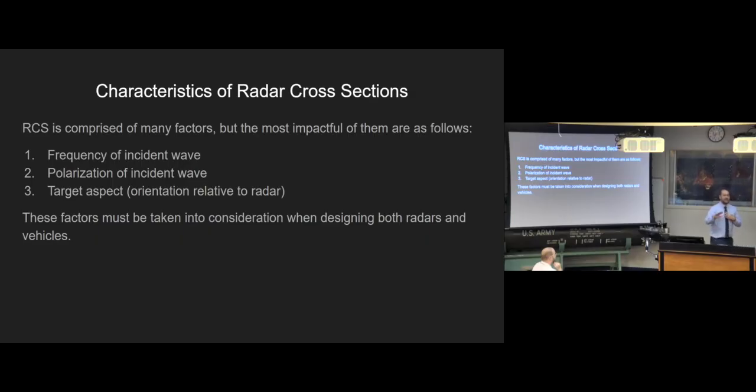Now that information is highly classified. You're not going to get that stuff. But you can go on Google and say, what's the RCS of the B2? And it will tell you it's like a bumblebee, right? All right. These factors must be taken into consideration when designing both radars and the vehicles. Because our objective is our radars need to be able to see their stealth vehicles, but we don't want our stealth vehicles to be seen by their radars. It's an infinite cat and mouse game, so goes the defense industry.